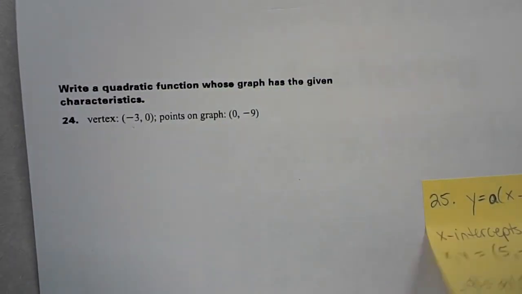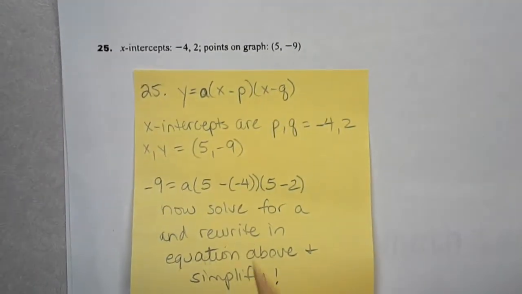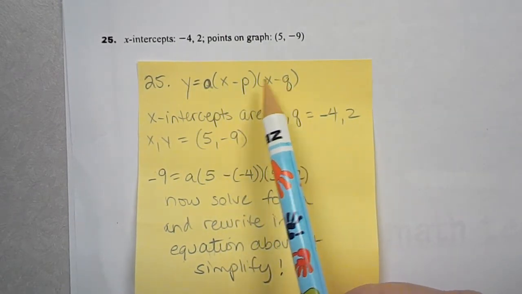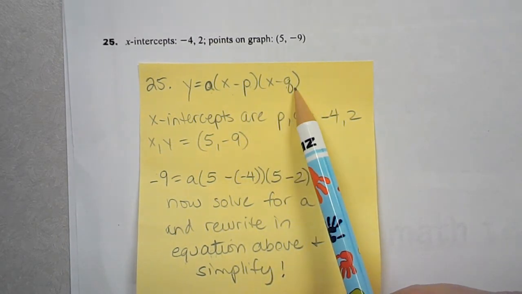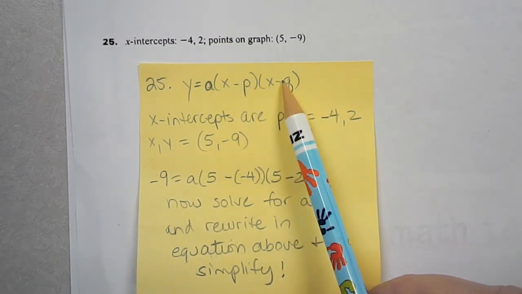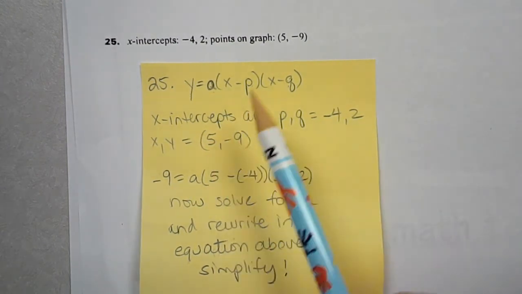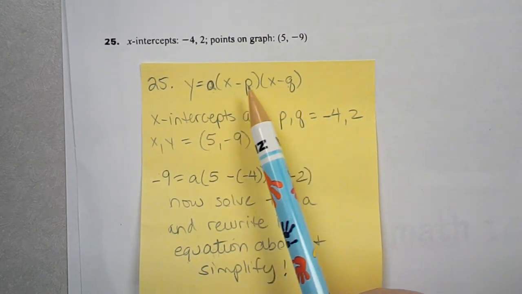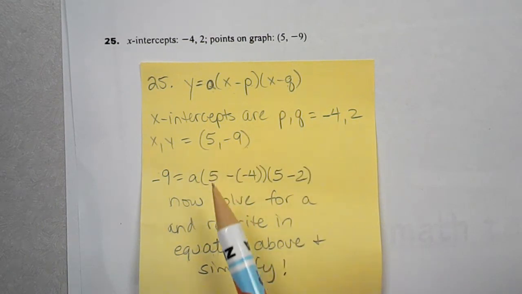Number 25. 25 tells you your x-intercepts. Well, conveniently, you can use this formula, y is equal to a, and then here's your 2 x-intercepts. They give you p and q. Remember, there's a minus here. And they give you x and y, right here. So again, you have everything in this equation except for a. You have every other letter as a number.